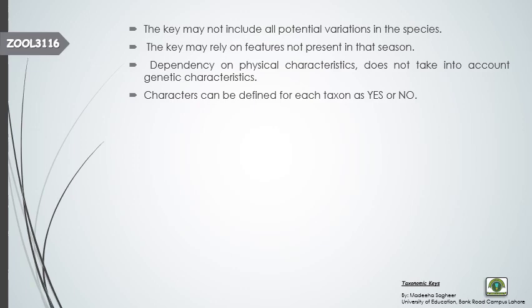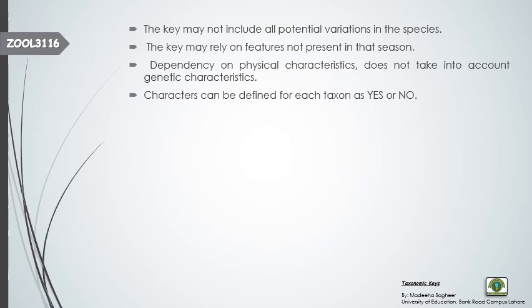Keys may rely on features not present in that season. Sometimes we have a specimen that belongs to a species that is present in our key. But because of seasonal variations, that specimen has a different appearance, and that appearance does not match the characteristics given in the key. So it may lead to wrong identification.